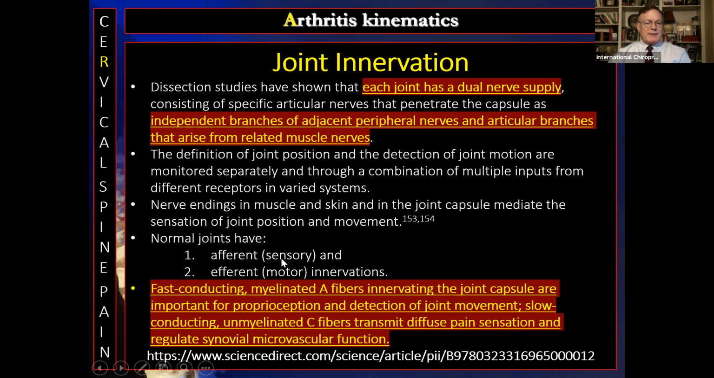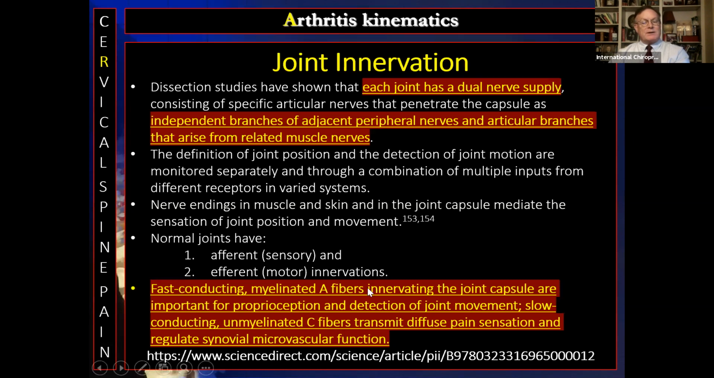Again, normal joints have an afferent sensory branch sending information to the spinal cord. And when the spinal cord figures it out, it sends it to the brain, and the brain decides what to do. It sends it down an efferent motor innervation to allow the joint to move. And again, we talked about the fast conducting, thick myelinated A fibers. And then we talked about the slow conducting unmyelinated C fibers that transmit pain. These are the ones we want to treat with our glucose therapies because they're neuropathic in nature.